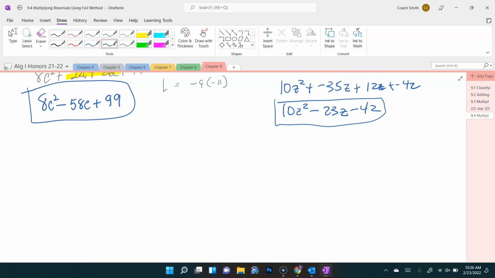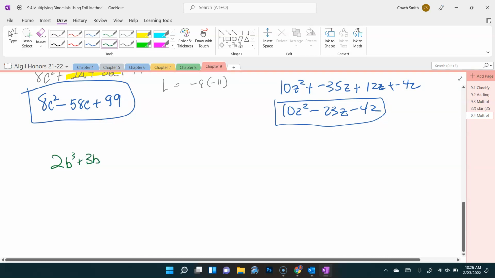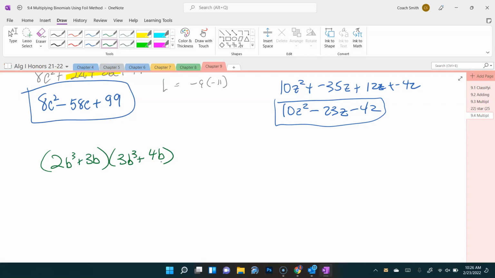Last one, (2b cubed + 3b) times (3b cubed + 4b). Now remember our rules for adding terms: my exponent has to be the same on the variable. So I can't put 2b to the third plus 3b together. Okay, can't do that. So it's still the same method, FOIL method.